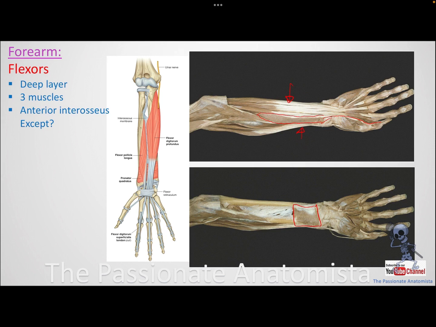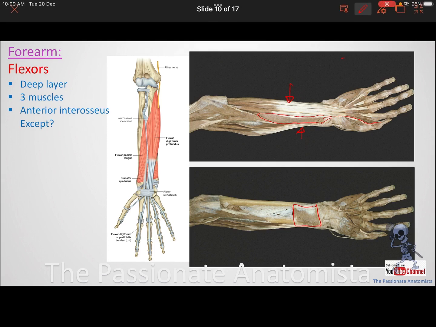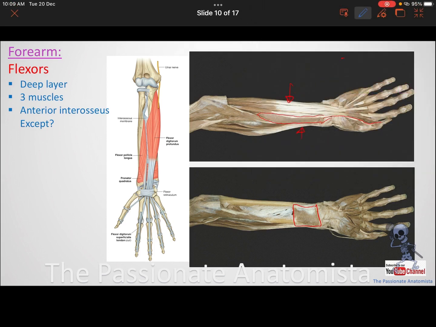So anterior interosseous nerve will give supply to the deep structures here, except the medial part, because this is... Can you guys see that this is your flexor digitorum profundus? All right, this is flexor digitorum profundus. It has a medial part and a lateral part. The medial part is near to the ulna.